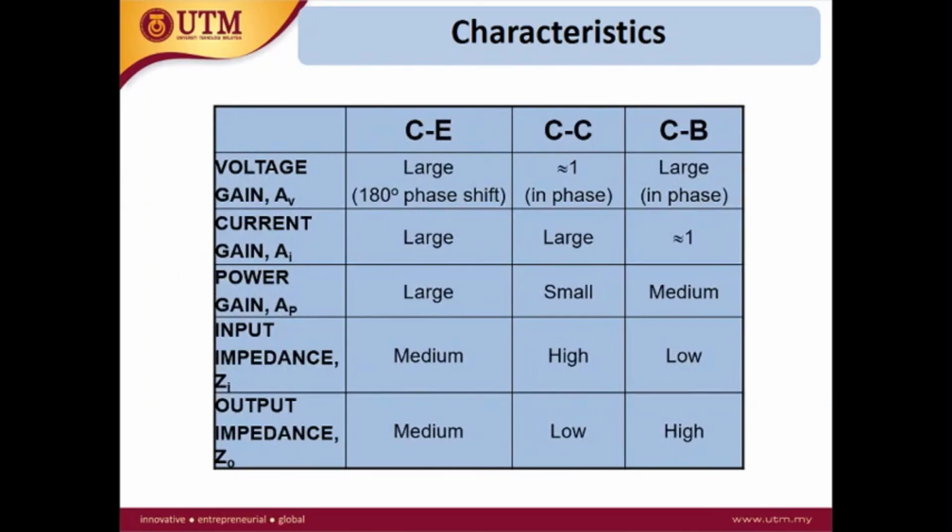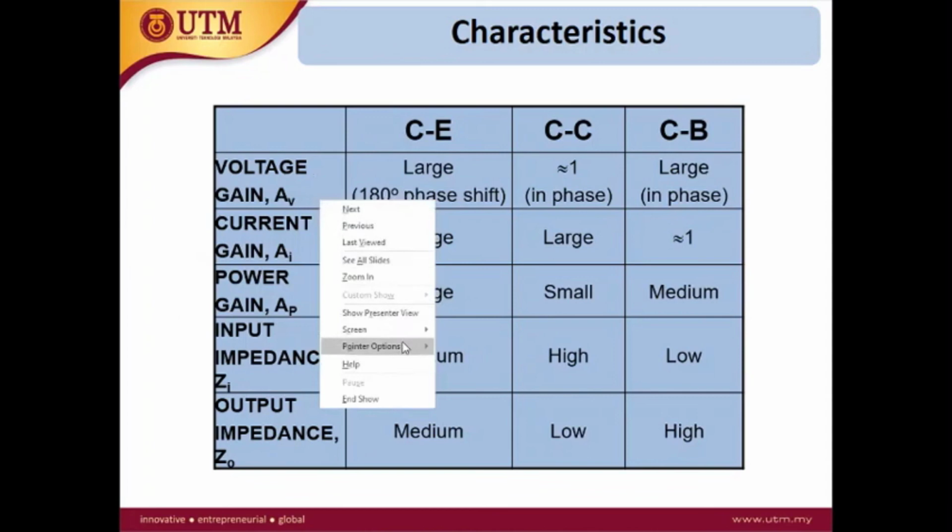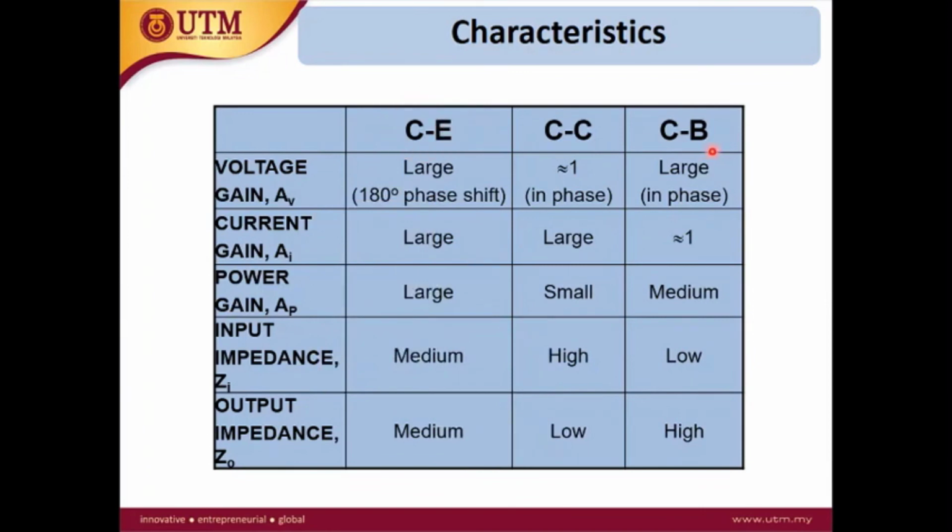Okay. This is the last slide. The last slide summarizes the characteristics, the comparison between the common emitter, common collector, and common base. For the common collector, the voltage gain is very large. So if you want to have a large voltage gain, you might consider the common emitter or common base. But common emitter will have 180 degree phase shift, meaning that the output signal is inverted.